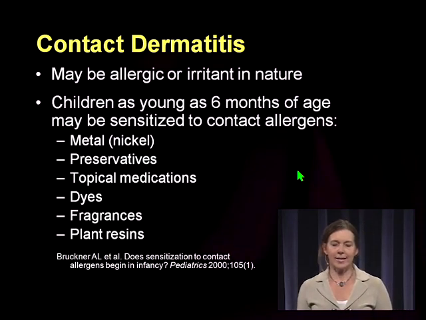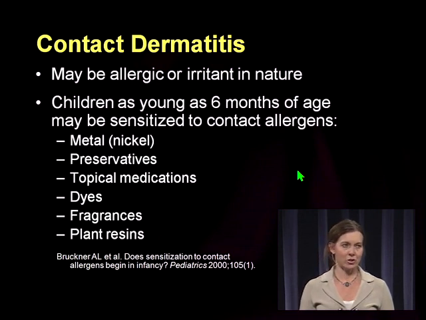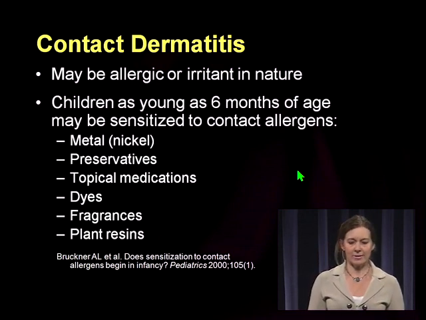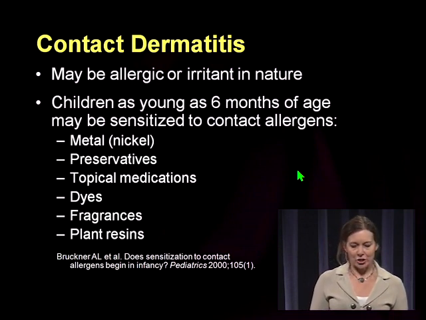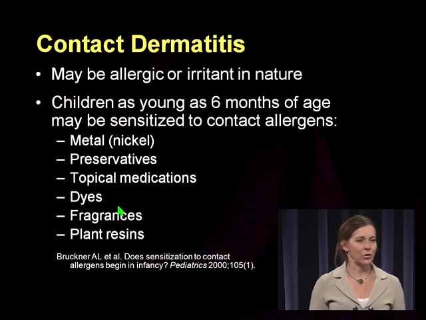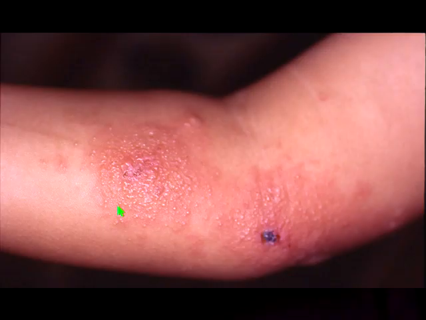So contact dermatitis can either be allergic in nature or irritant in nature. And you can see contact dermatitis even in young infants as young as 6 months of age. The most common cause of contact dermatitis in children is a nickel or metal allergy. Other things to consider include preservatives. That could be preservatives in moisturizers, medications, soaps, topical medications, sometimes dyes, fragrances, and plant resins.